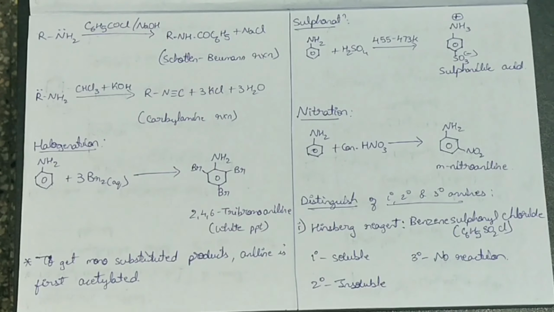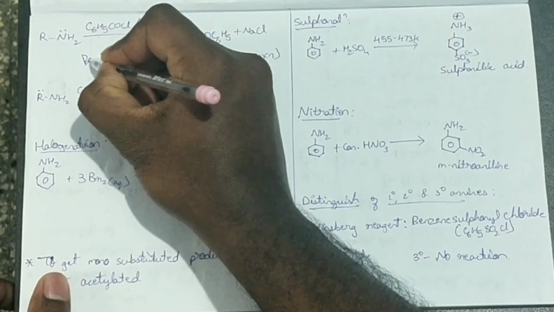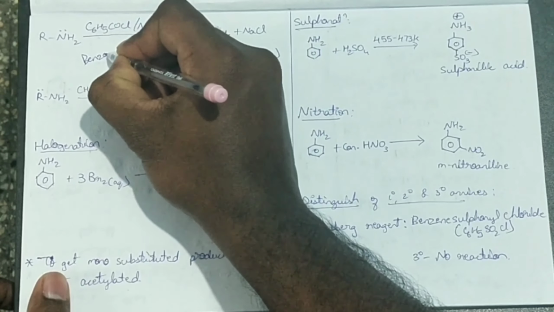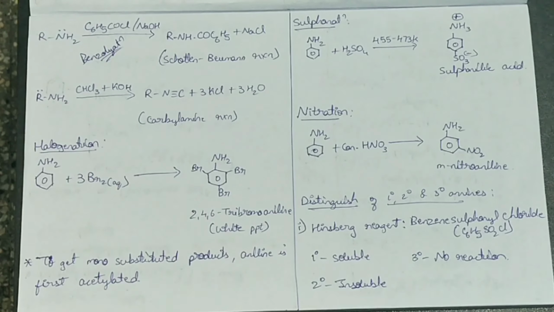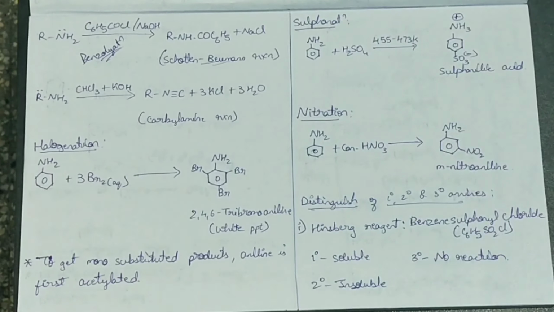So next reaction, where amine reacts with benzoyl chloride, C6H5COCl, it's also known as benzoylation. Amine on benzoylation in the presence of NaOH gives RNHCOC6H5. This reaction is also known as the Schotten-Baumann reaction. What happens in this reaction? Amine reacts with a benzoyl group, so that's why we call it benzoylation.